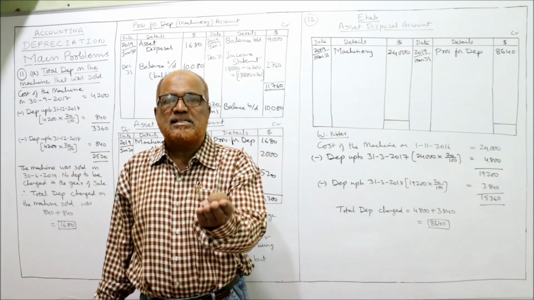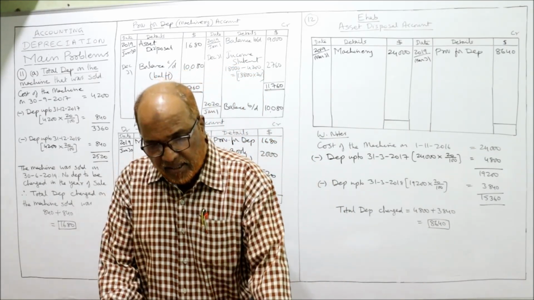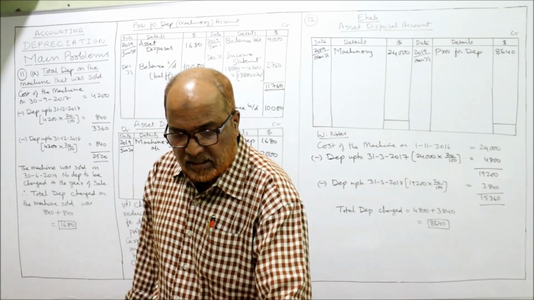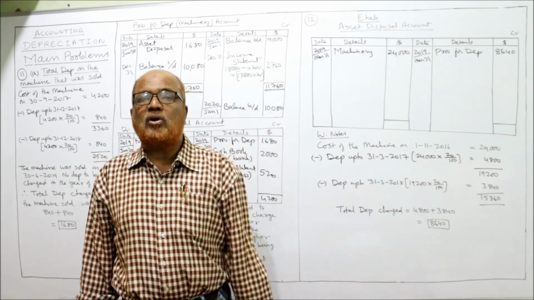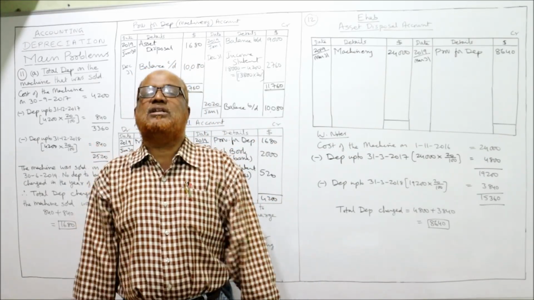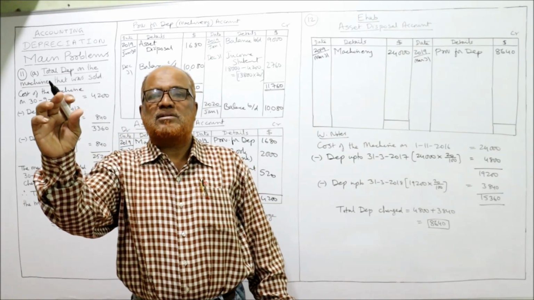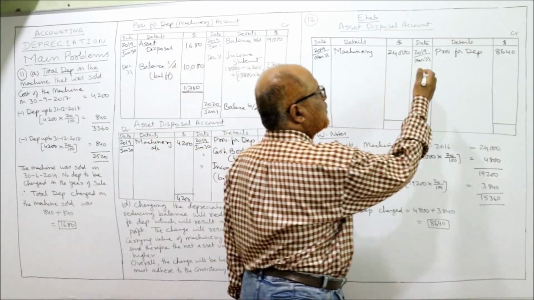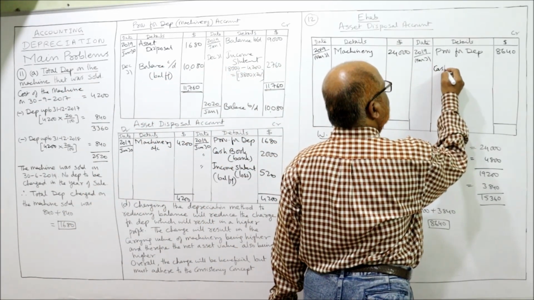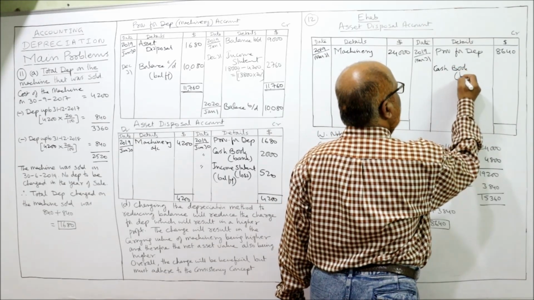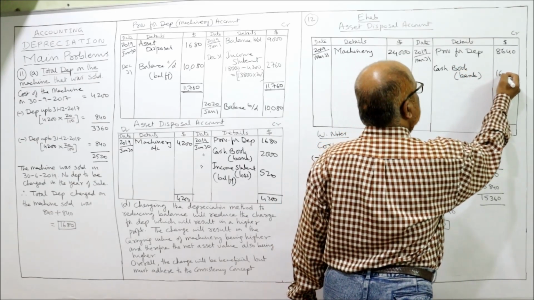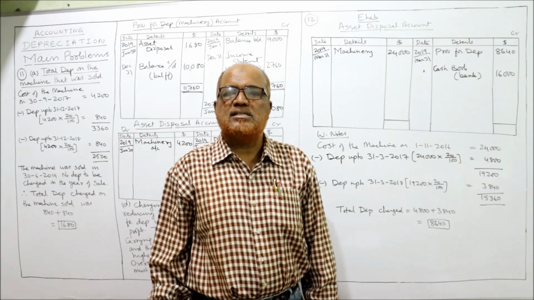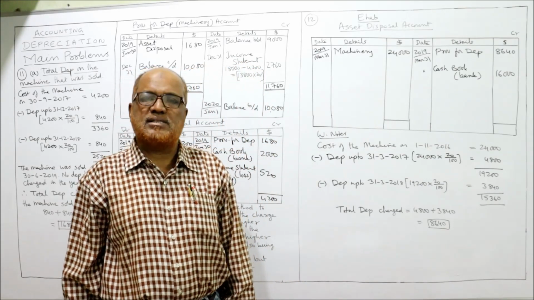The third entry is regarding the cash proceeds. How much cash is received on the disposal of the machine? It is given in the problem. Ahab sold the machinery for $16,000. So cash received 16,000. Bank account debit 16,000, asset disposal credit 16,000. So on the asset disposal credit side, cash book, or we can simply write down bank 16,000. That's all.